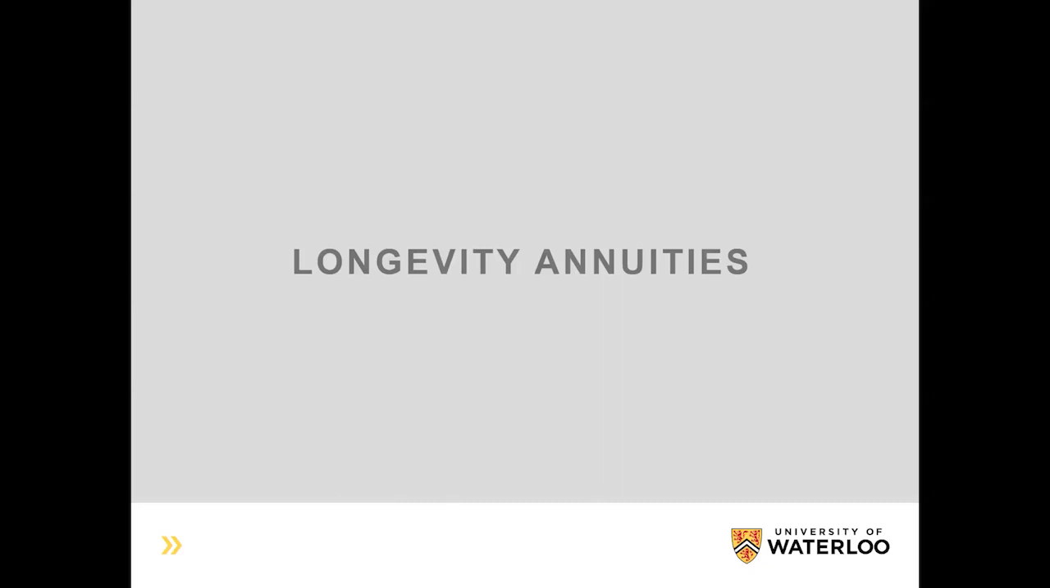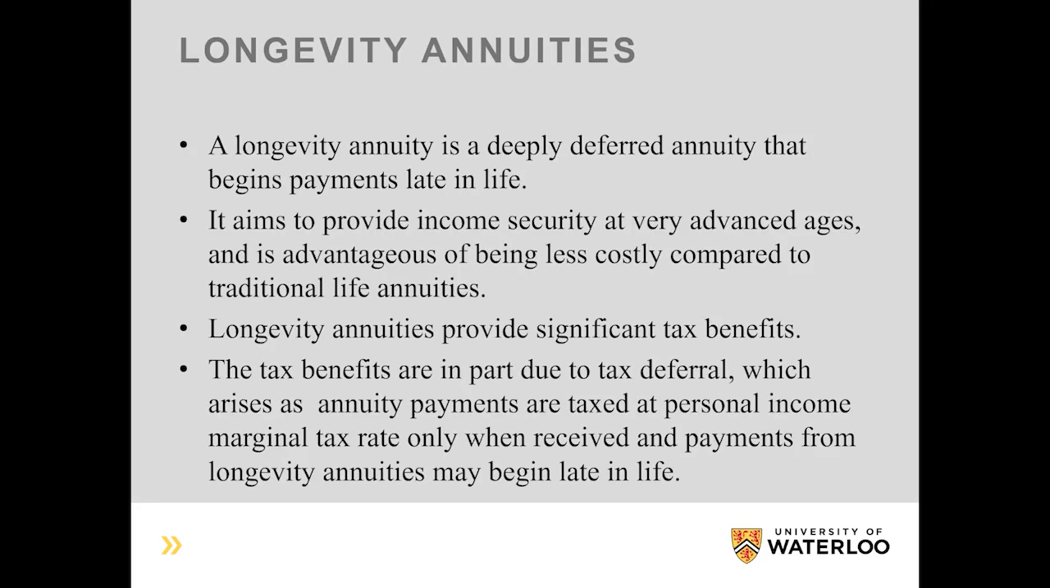Now, I'm going to talk more about longevity annuities and explain how they may fit into the retirement income system in Canada. To recap, a longevity annuity is a deeply deferred annuity that begins payments late in life. It aims to provide income security at very advanced ages and is advantageous of being less costly compared to traditional life annuities. Longevity annuities provide significant tax benefits. The tax benefits are in part due to tax deferral, which arises as annuity payments are taxed at personal income marginal tax rate only when received, and payments from longevity annuities may begin late in life.